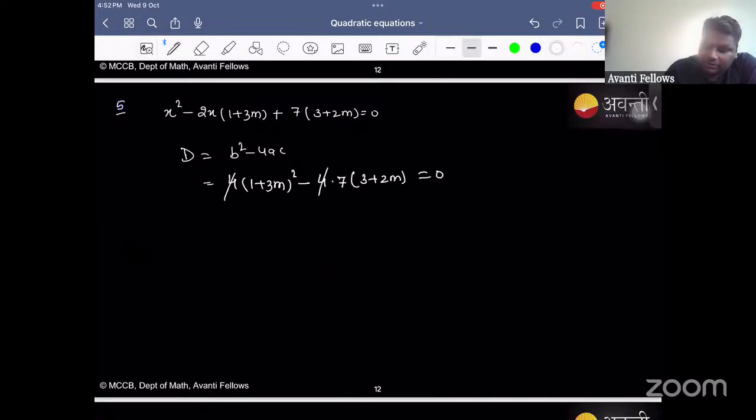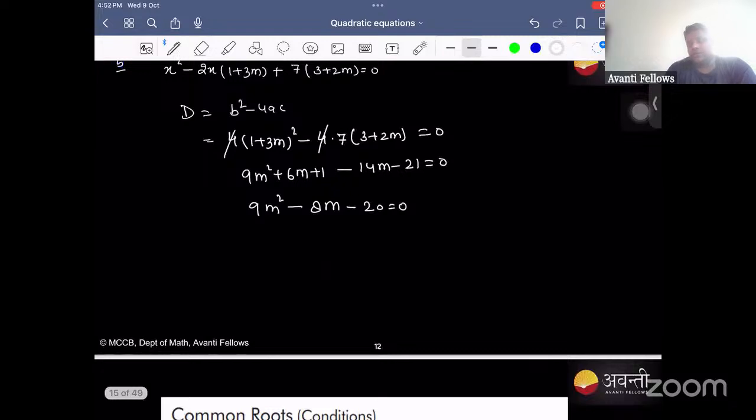So 4 cancels. It is 9m square plus 6m plus 1 minus 14m minus 21 equals 0. So it is 9m square minus 8m minus 20 equals 0. Now this is 20 into 9, which means 180. Factors of 180 which, when subtracted, give 8, that is 10 and 18. So 9m square minus 18m plus 10m minus 20 equals 0.